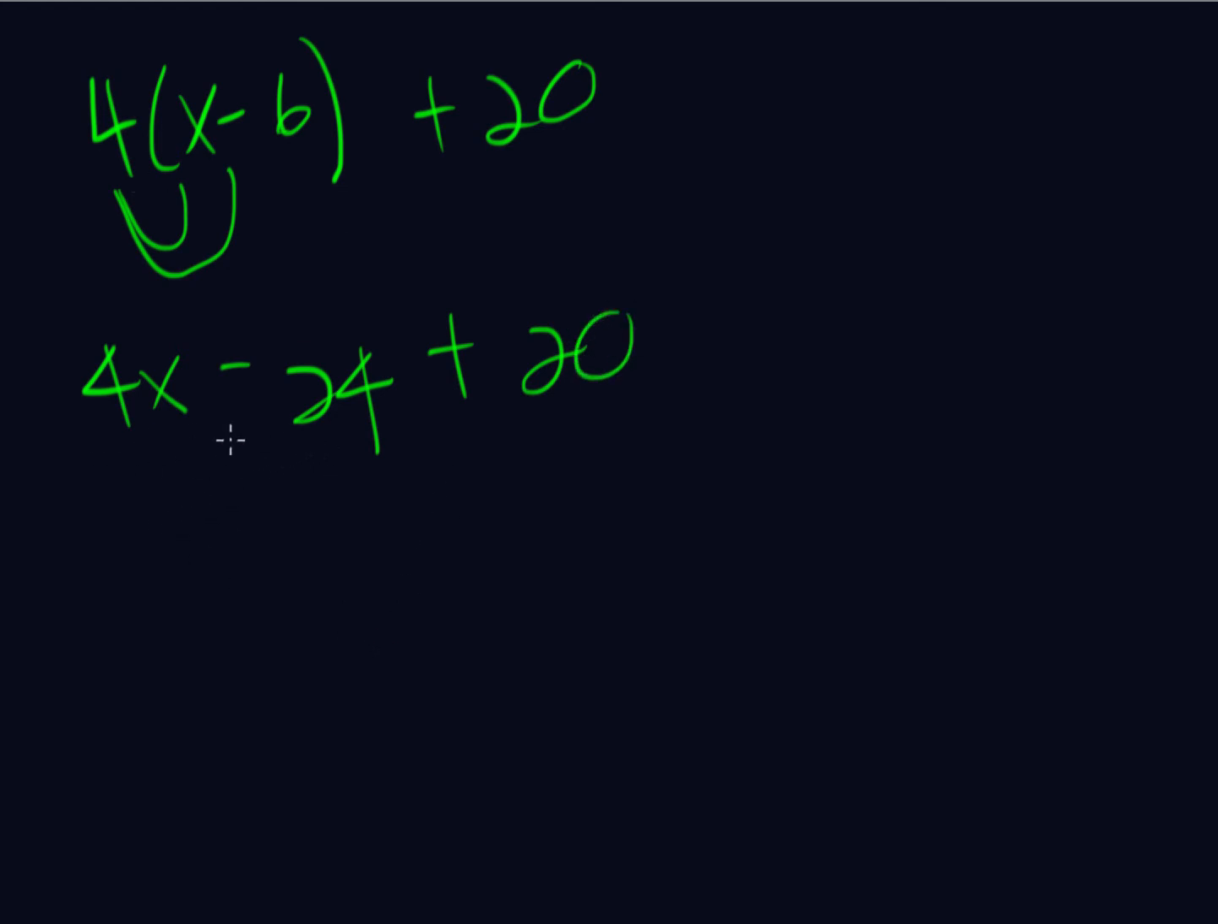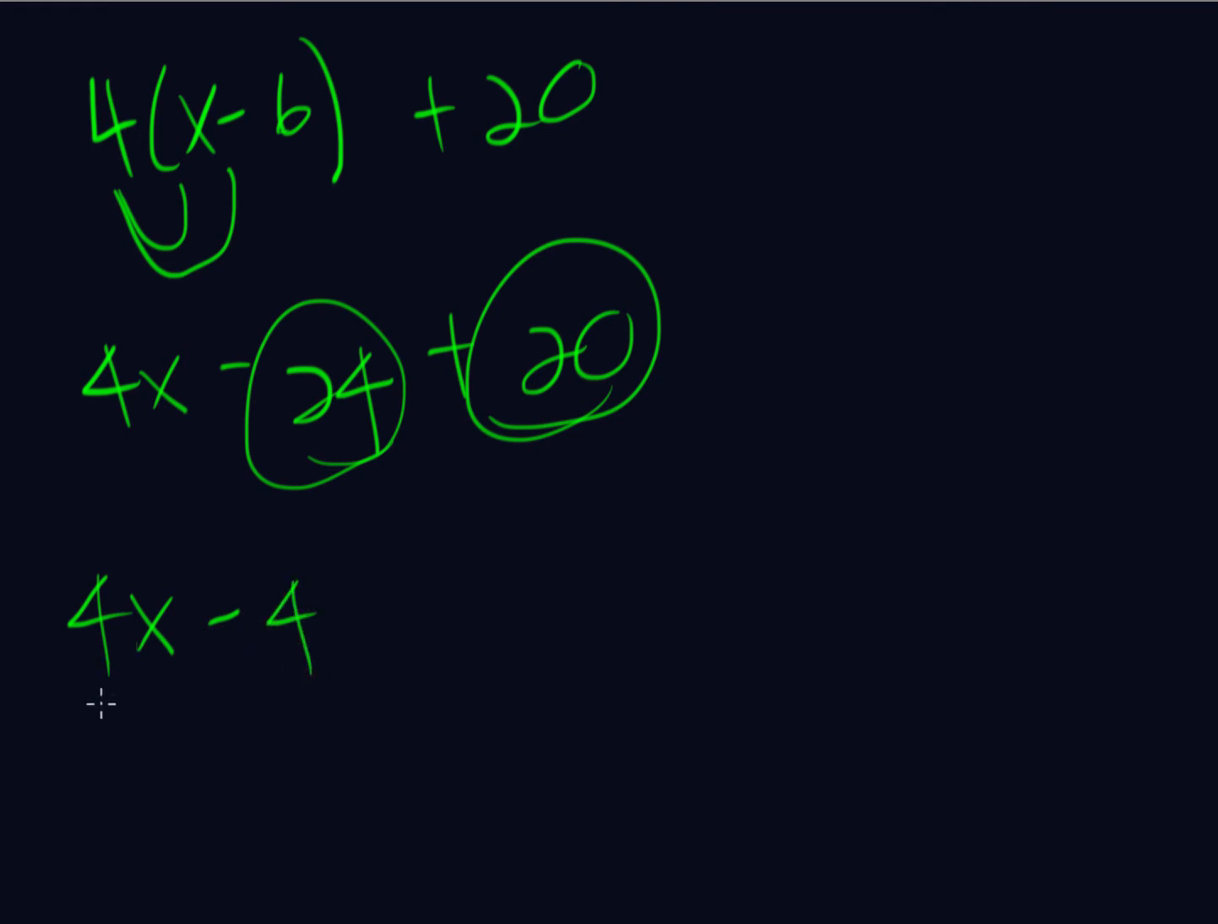Now, in this example, once we've removed the parentheses, we have like terms. And I'm just going to circle those. The negative 24 and the positive 20 are just numbers. They don't have a variable with them. So I can combine those. I'm going to bring the 4x down, and then negative 24 plus 20 is just negative 4. So 4x minus 4 is our final answer. Let me put a box around it for y'all.